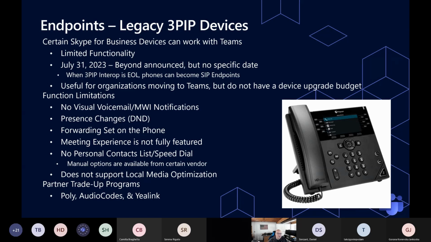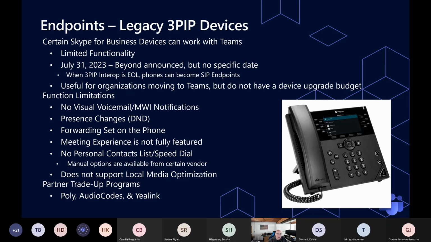Now, in terms of functional limitations of these phones, you're not going to have any voicemail or MWI notifications. This went away with cloud voicemail. If you try to change your presence from these phones, you will not be able to do so. If you try to set call forwarding on the phone, you won't be able to. And you are able to join Teams meetings, not via Better Together, but you're only able to join utilizing audio. That is the only functionality you are going to have if you try to join a Teams meeting from one of these phones.